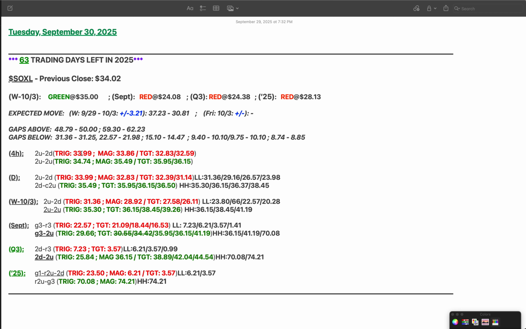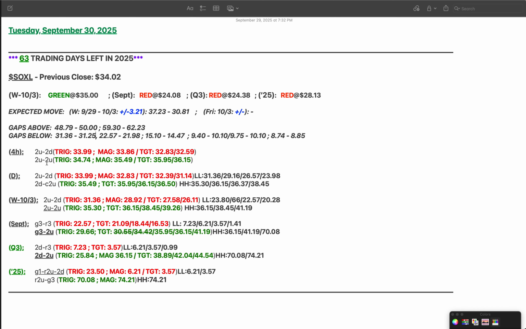It's a 2 up, 2 down, triggering at 33.99 with a magnitude of 33.86 with an extended target of 32.83 and then 32.59. To the upside, it's a 2 up, 2 up continuation, triggering at 34.74, magnitude of 35.49, extended targets of 35.95 and 36.15. That 36.15 is that magic number, right? It should be drilled into our heads by this point.